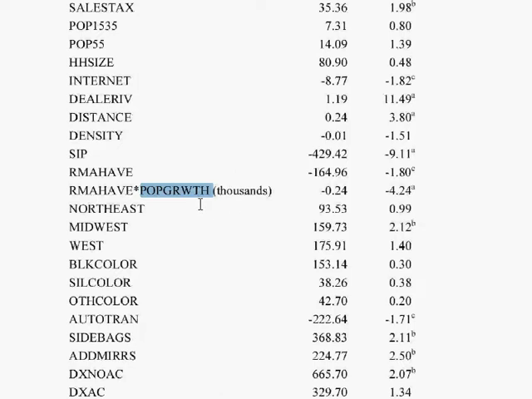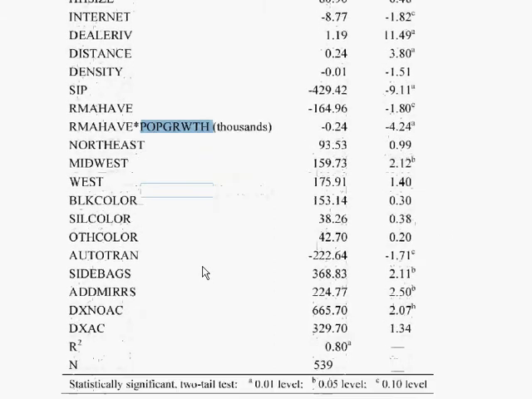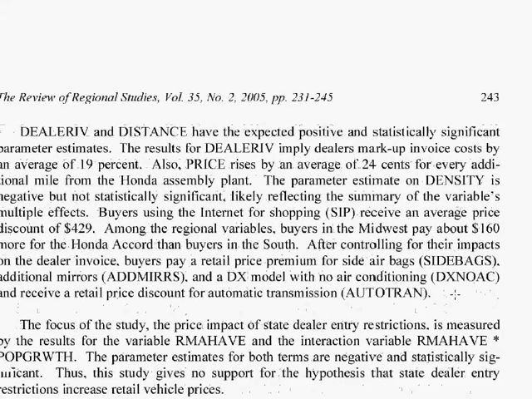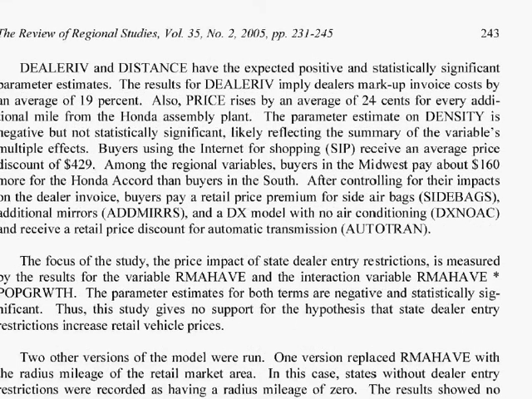I'm going to go to Excel and we're going to explore what these coefficients of minus 164 and minus 0.24 mean. We'll look at a couple of different examples and how that affects the price. Now, let's look at the rest of the paper here and then come back to making sure we understand what those coefficients mean.